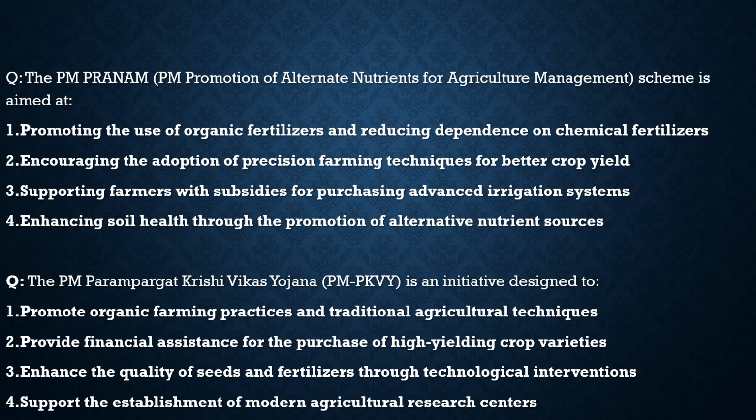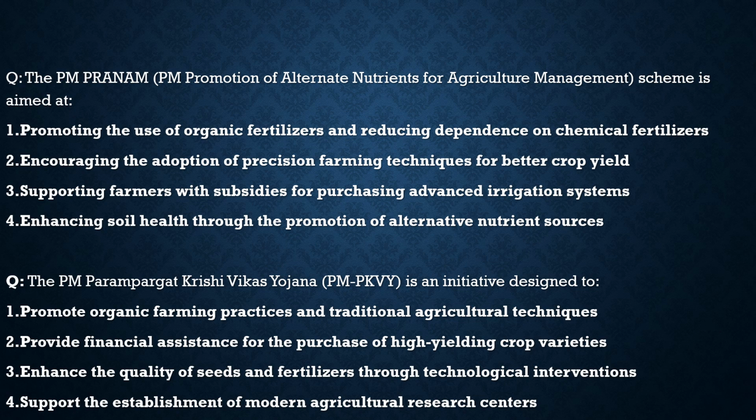Statement 4, enhancing soil health through the promotion of alternative nutrient sources. It comes under it. So for this question, the PM Pranam scheme is aimed at promoting the use of organic fertilizers and reducing dependence on chemical fertilizers, and enhancing soil health through the promotion of alternative nutrient sources. So the correct statements are statement 1 and statement 4 only. We're coming to another question.